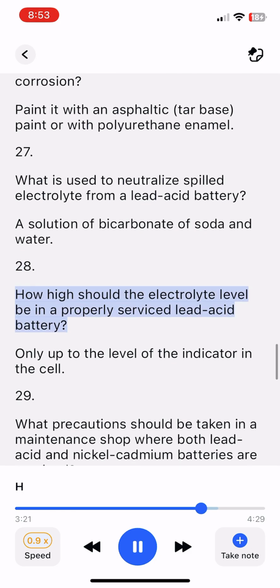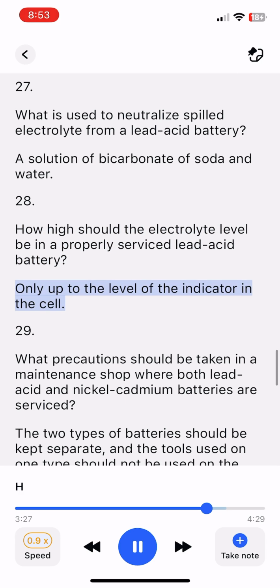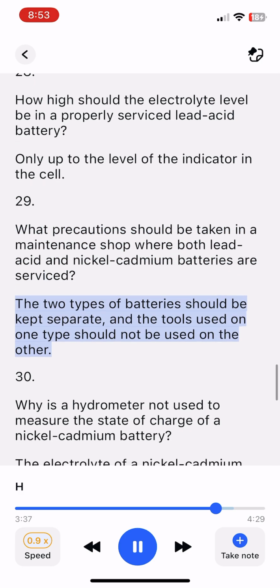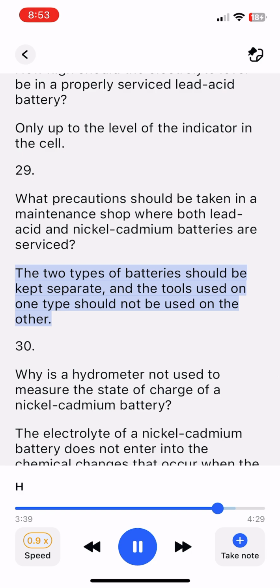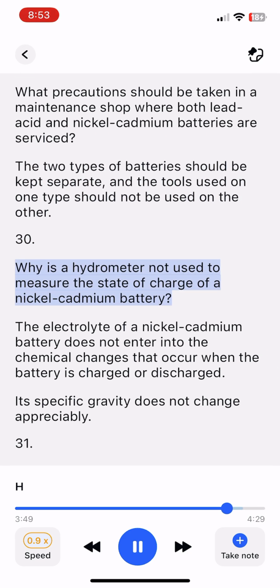28. How high should the electrolyte level be in a properly serviced lead-acid battery? Only up to the level of the indicator in the cell. 29. What precautions should be taken in a maintenance shop where both lead-acid and nickel-cadmium batteries are serviced? The 2 types of batteries should be kept separate, and the tools used on one type should not be used on the other.